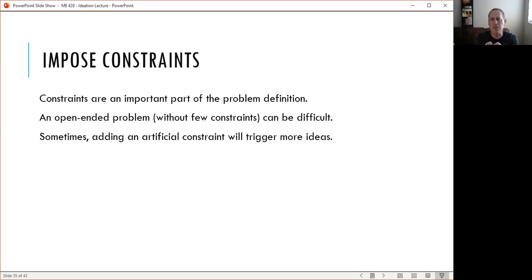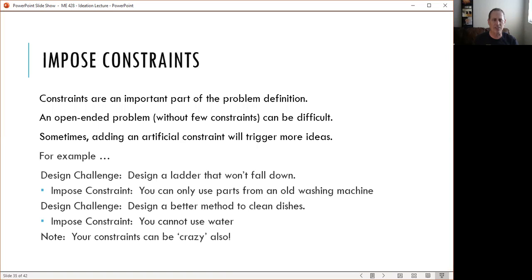They tend to be in that space, but you can just do this multiple times. You know, trigger your laser around in different directions and see what you get. So a quick example, designing a ladder that won't fall down, let's say. That's a fairly big challenge, so let's suppose that we limit it to be only made from parts from a washing machine, or wash dishes. How can you do it without using water? These are problems that you could solve. The first one, I'm not sure why you would. The second one is certainly something being done in practice. And you get different ideas when you approach the problem that way.